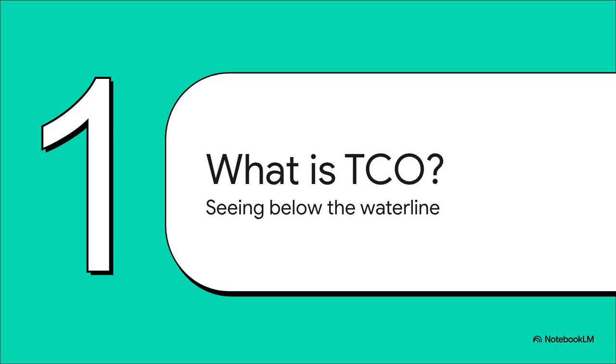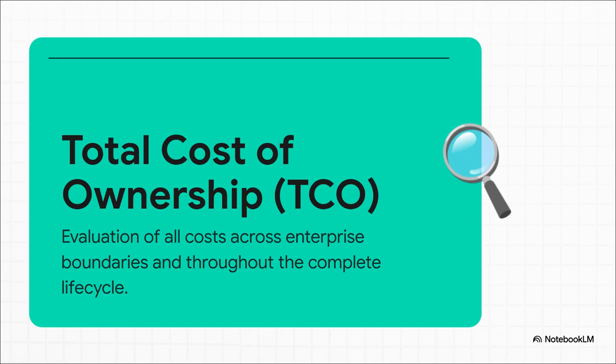Well, the answer is a method called total cost of ownership, or TCO for short. Think of TCO as being like financial sonar for your company. It's a formal way to assess every single cost, the obvious ones and the hidden ones that you're going to run into over the entire life of an application. We're usually talking about a 3 to 5 year window. It's what lets you finally see everything that's hiding below the waterline.